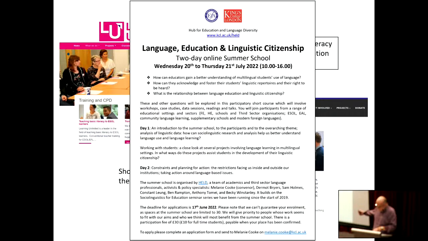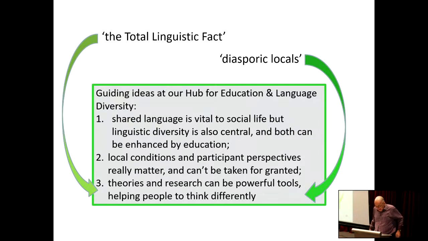Referring back to the hub we set up, the TLF and diasporic local are both illustrations of the principles we share with linguistic citizenship. Theories and research can be powerful tools helping people to think differently. But again, like linguistic citizenship, we are mindful of the fact that local conditions and participant perspectives really matter and can't be taken for granted. And of course, we ourselves experience the constraints that these impose.